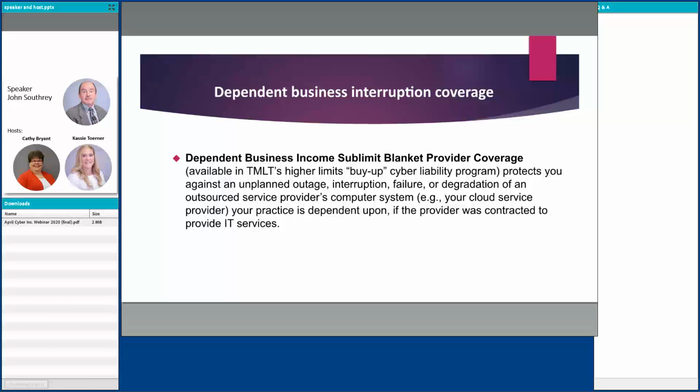It protects you from an unplanned outage, interruption, failure, or degradation of an outsourced service provider's computer system, such as your cloud service provider, that you're dependent upon if that provider was contracted to provide IT services. So if that IT vendor is hacked and you're solely dependent upon their network or their system for the recovery of your data, then you may be impacted as well.